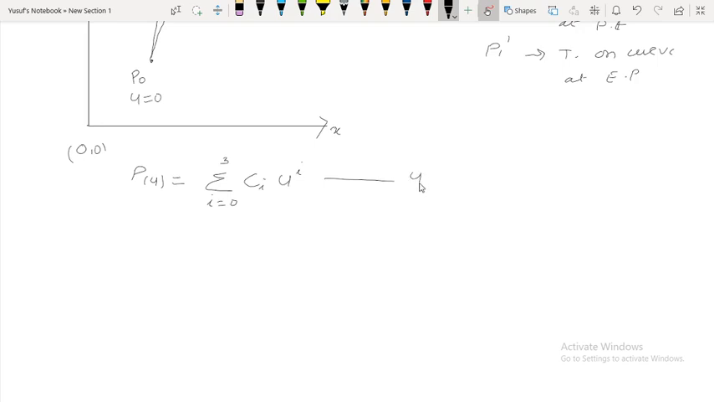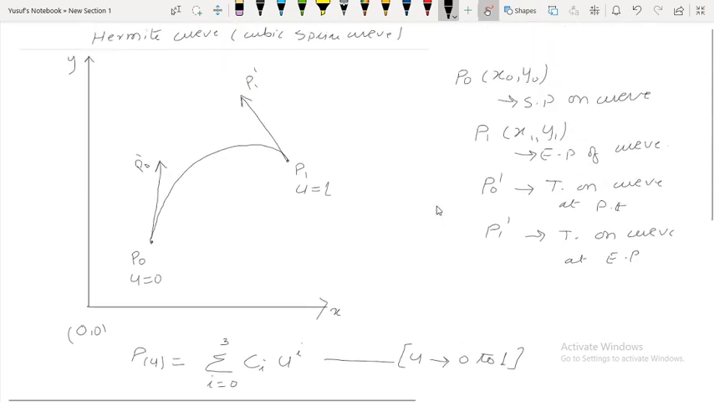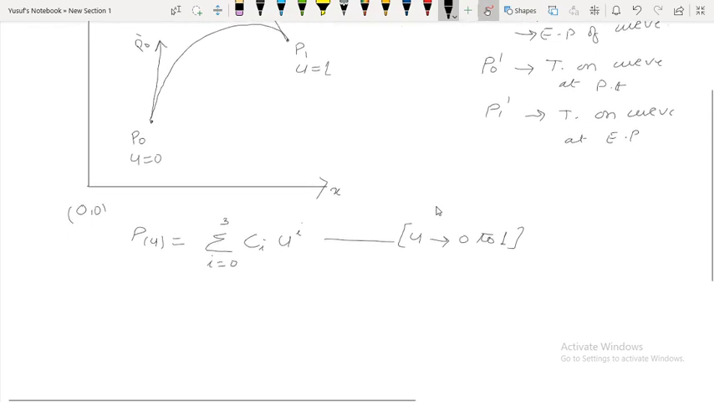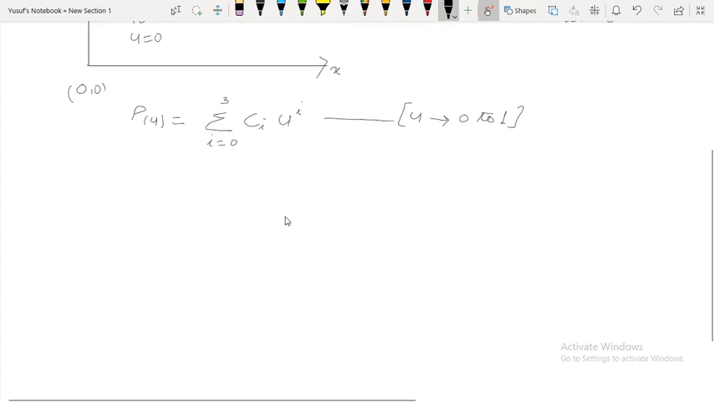In that equation, u is a parameter which is varying from 0 to 1. By varying the parameter u from 0 to 1, we can calculate the points. P is the equation for the points. This is the equation to calculate the points on the curve by varying the parameter u from 0 to 1. I am writing this same equation in summation form.